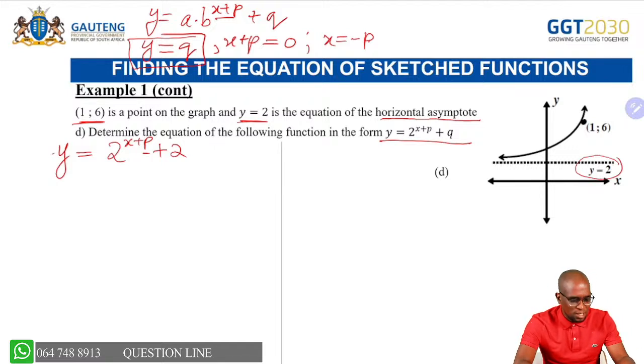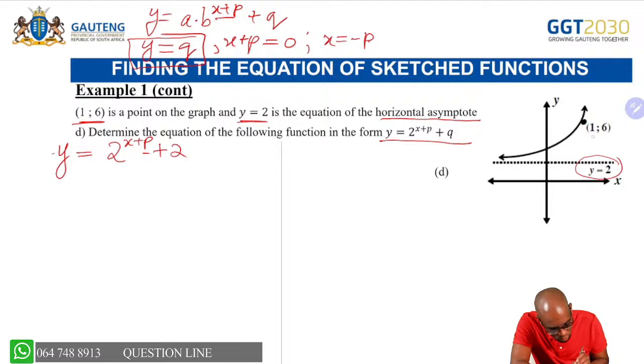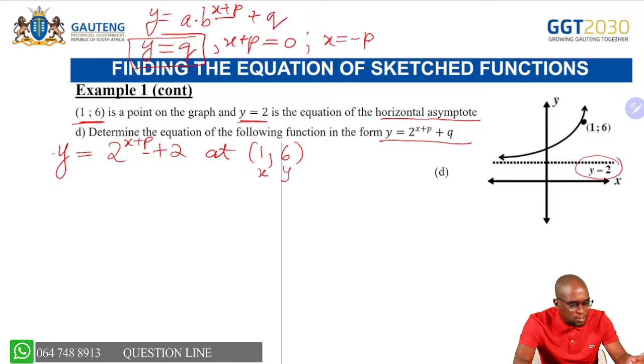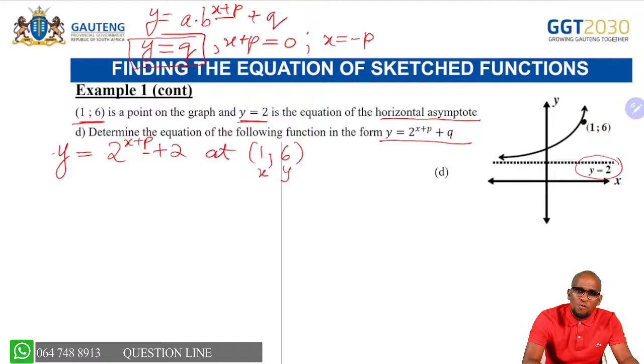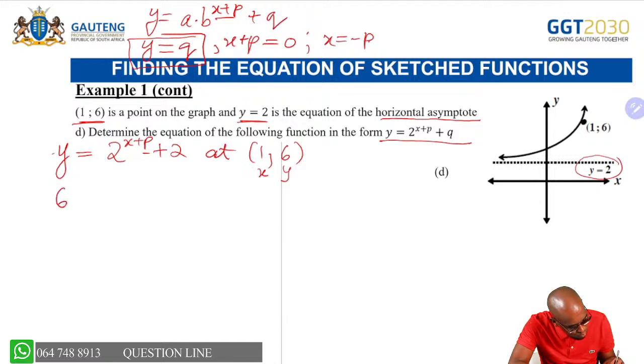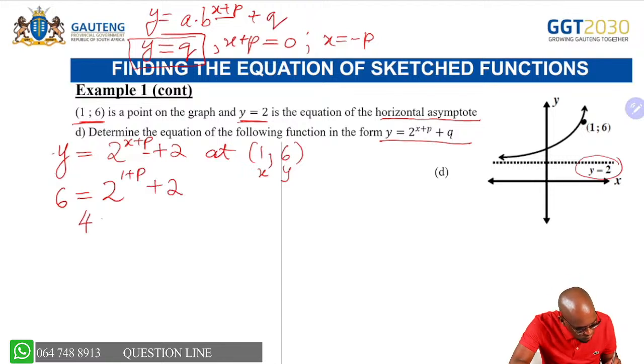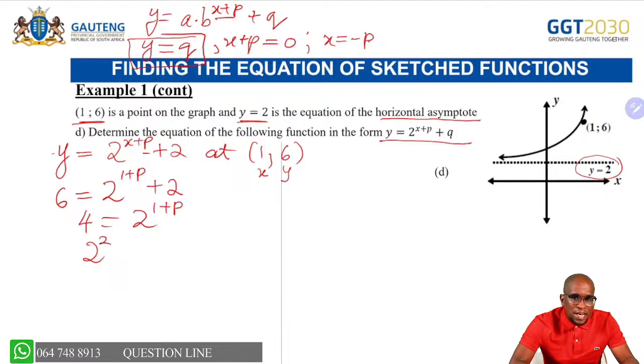Now let us substitute the given point. We are given the point (1, 6), so x is 1, y is 6. Where we see x in that standardized form, we put 1, and where we see y, we put 6. So 6 = 2^(1 + p) + 2. Transpose the 2, we get 4 = 2^(1 + p). And then we write 4 as a prime base, or as a base of 2. Its simplest base is 2, so 2^(1 + p).